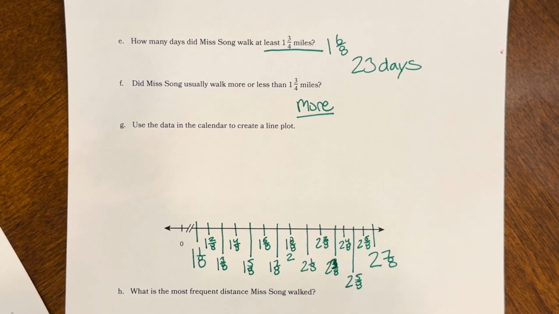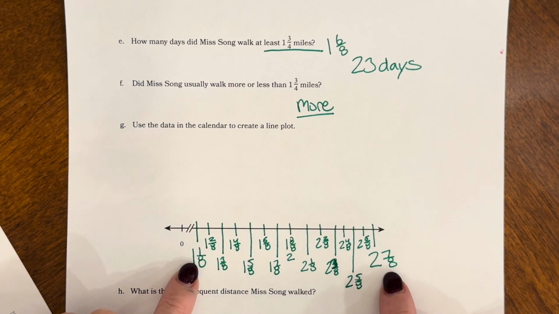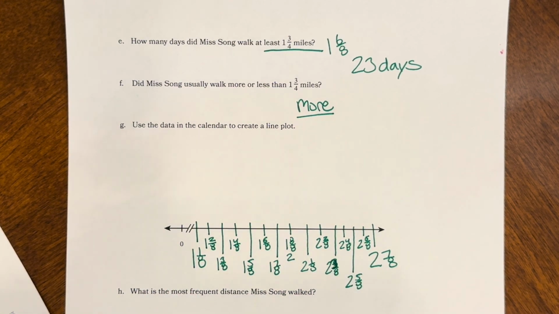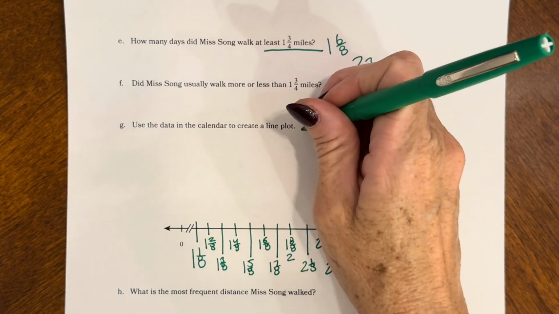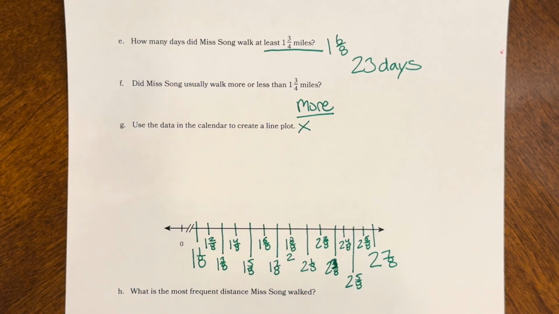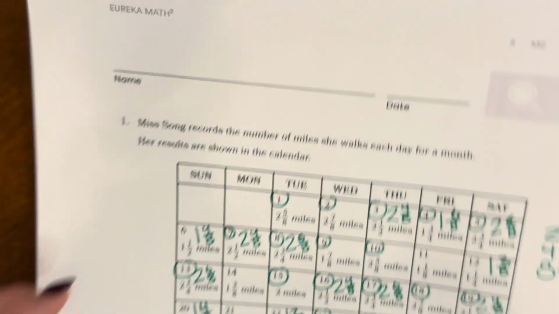So when I'm making a line plot, I started with my smallest piece of data, and I went to my largest, and then I had to count in order. Okay, this is where it's going to become kind of a lot. So a line plot is made of X's. So each piece of data is going to be an X. So I'm going to be flipping my papers back and forth.